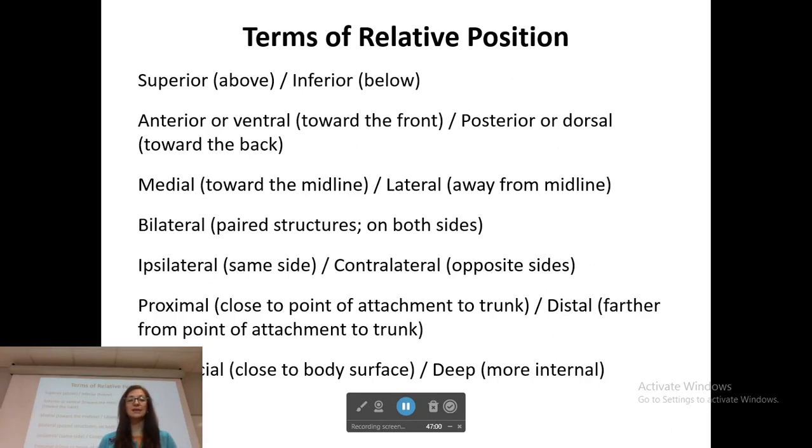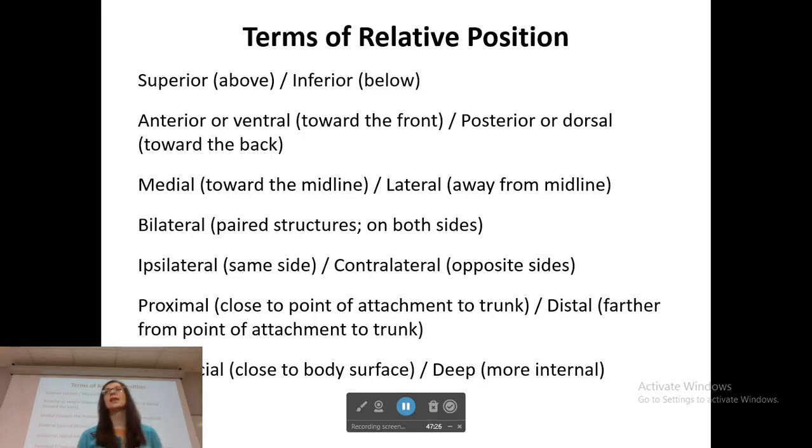Bilateral and ipsilateral. So bilateral are paired structures. They're found on both sides of the body, right? So, for instance, your eyes are going to be bilateral. Your arms are bilateral. Your kidneys are bilateral, okay? Ipsilateral is on the same side, and contralateral is when you're talking about opposite sides.